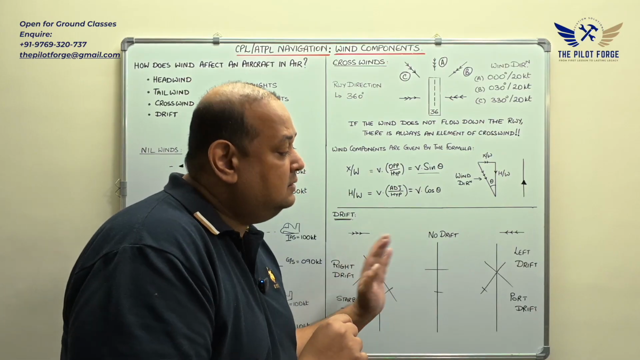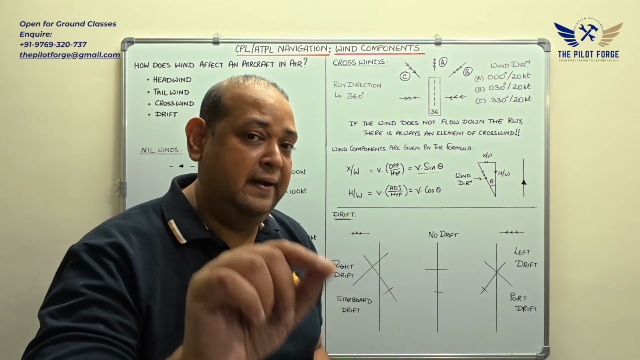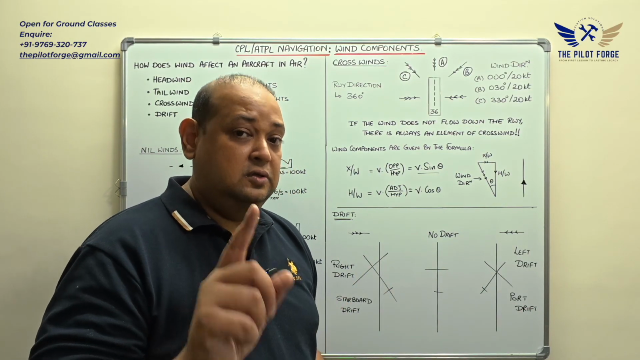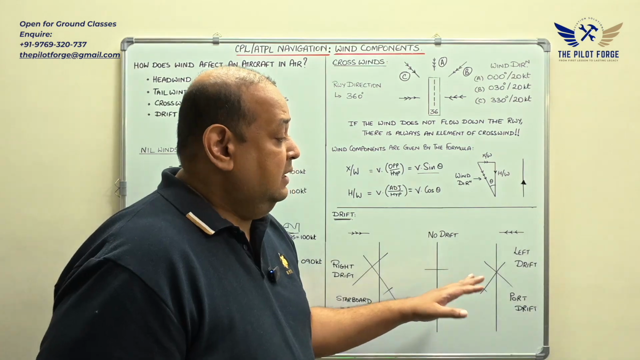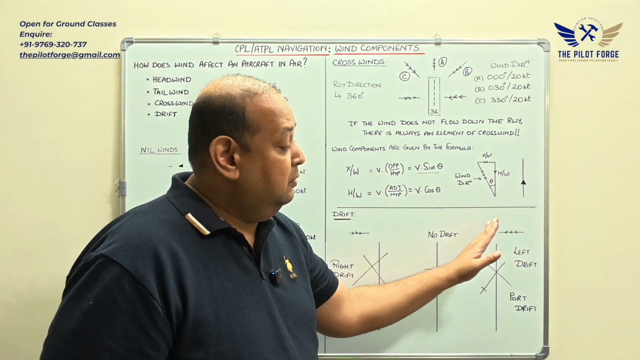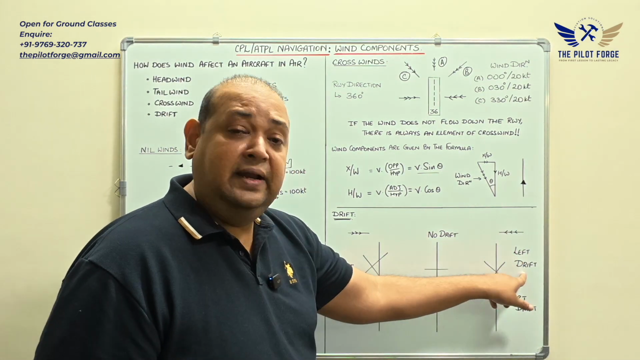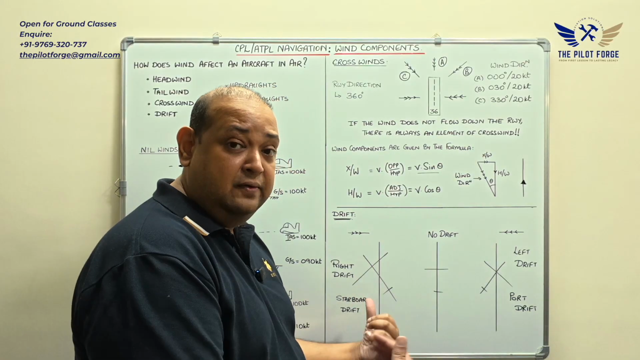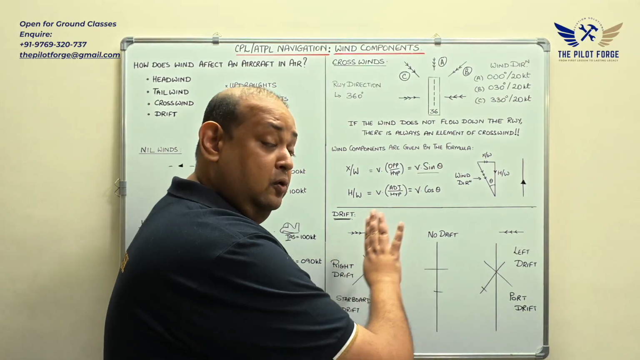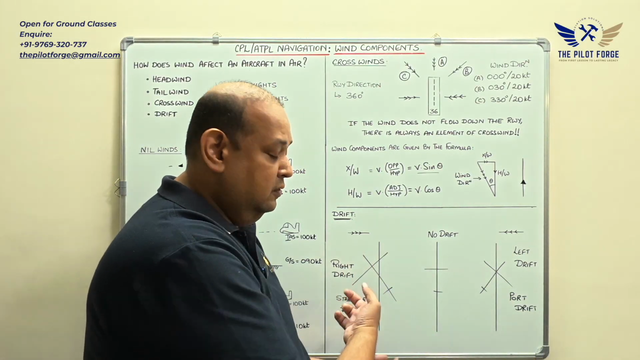Now, this explanation is where you get confused. So, what do we remember? If we are stopping ourselves from being blown left of track, we are holding left drift. If we are stopping ourselves from being blown right of track, we are holding right drift.